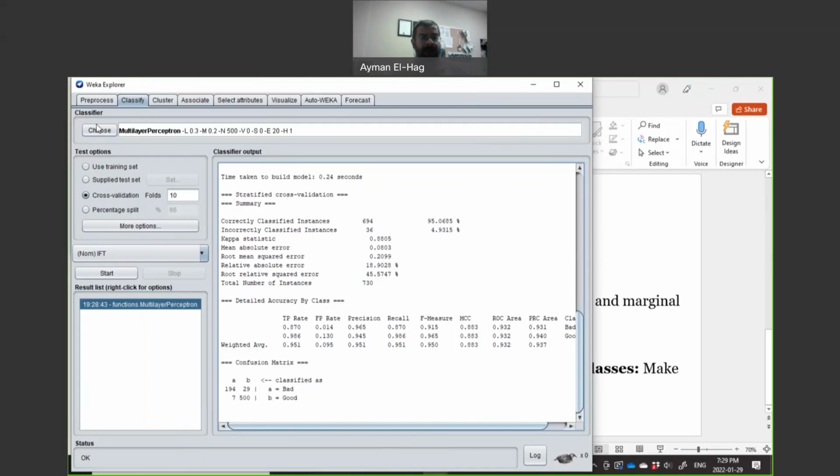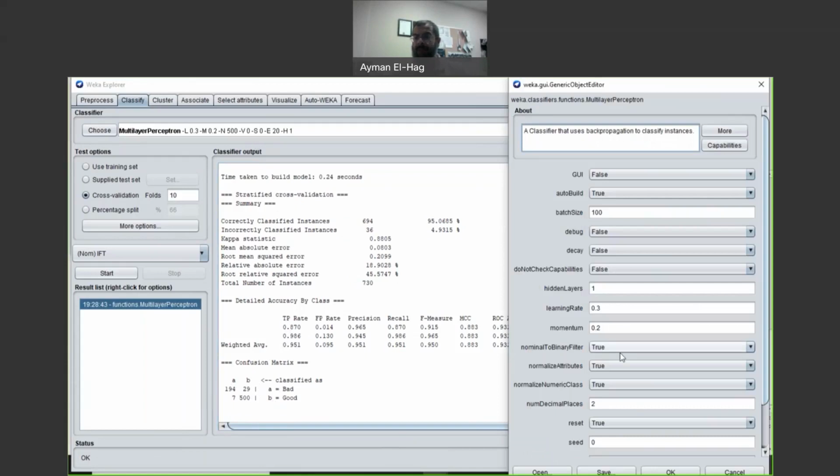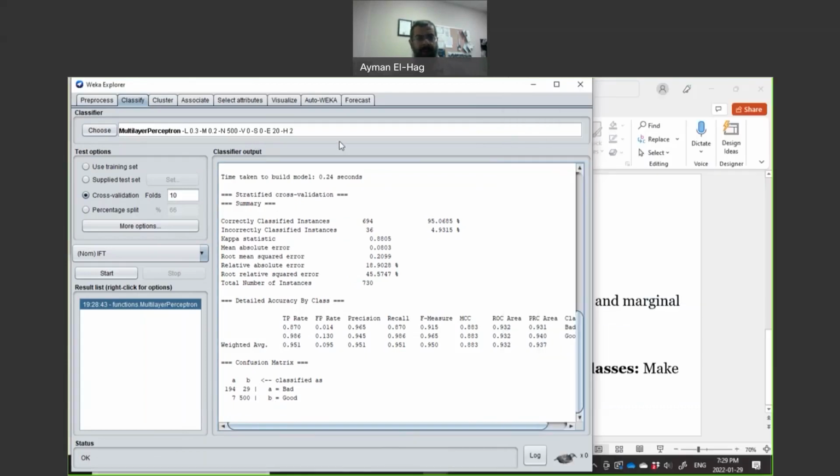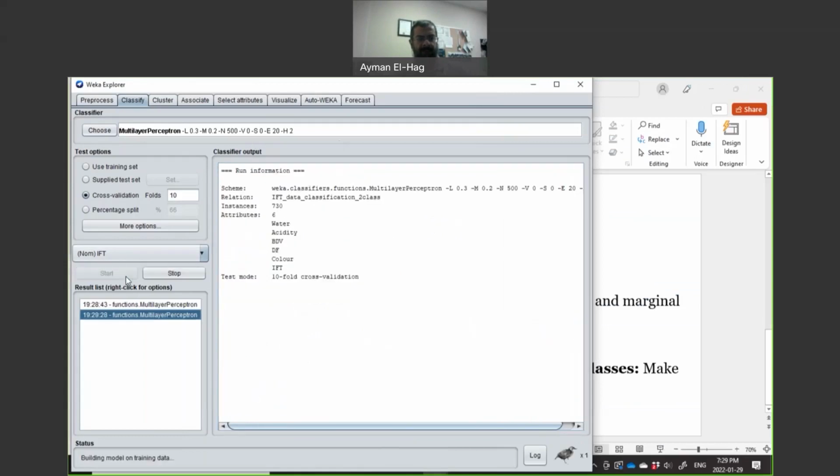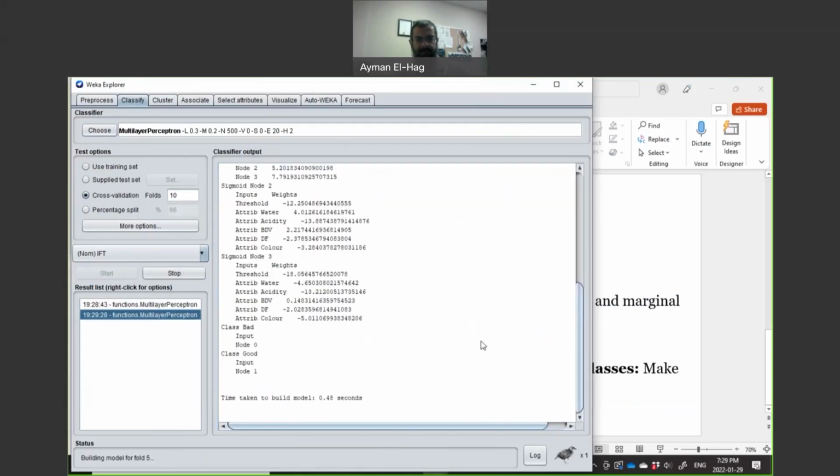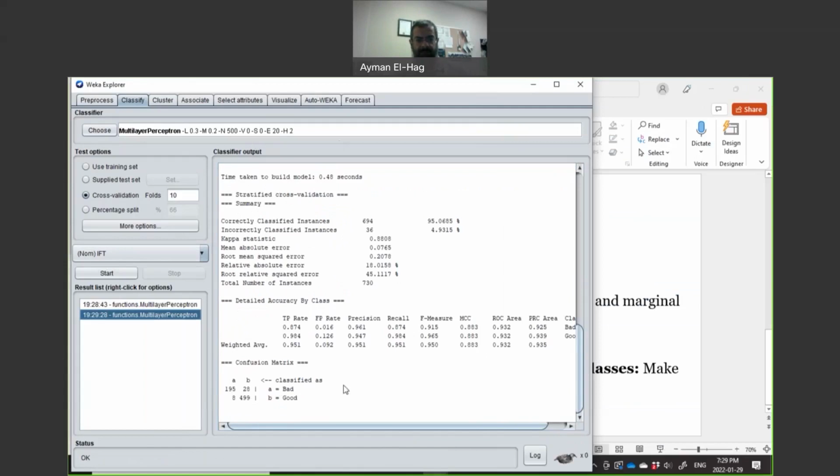Let's see what will happen if I increase the number of hidden layers, make it 2. Okay, and start. Okay, so not much improvement. There is not much improvement here, actually. So it is almost the same.